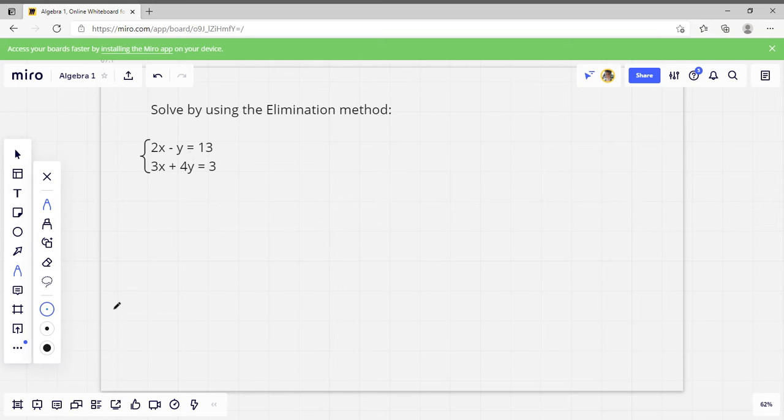So I have to multiply one of these times something to make this eliminate. So if I multiplied this top one times 4, then I would have positive 4 and negative 4. So I'm going to multiply this whole equation right here times 4. Okay, so I just rainbow it. 2 times 4 would be 8x. Negative 4y. And then I need 13 times 4, which is 52. Okay, and then I'm just going to bring over this other equation, and I'm going to add them together.